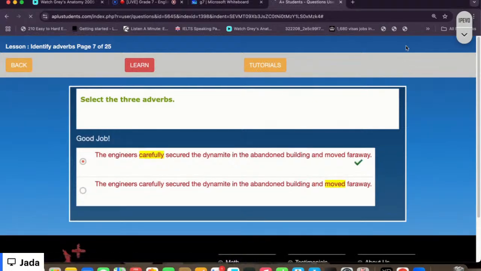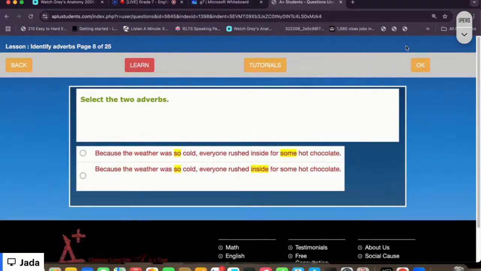All right, so we go with the first one. Okay, so the two adverbs here. Because the weather was so cold, everyone rushed inside for some hot chocolate. So what's the right adverb here?